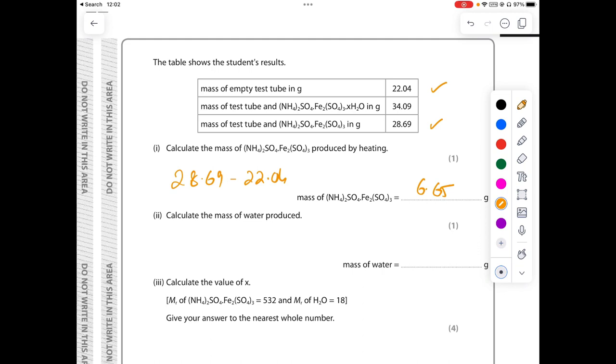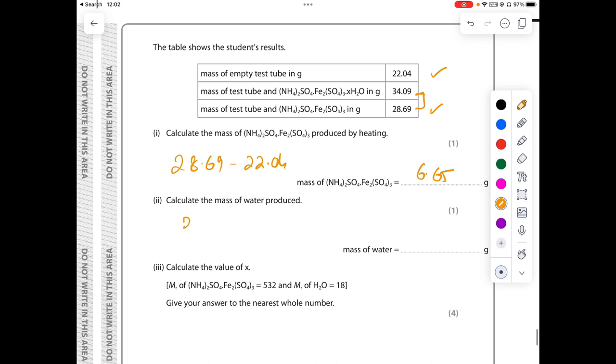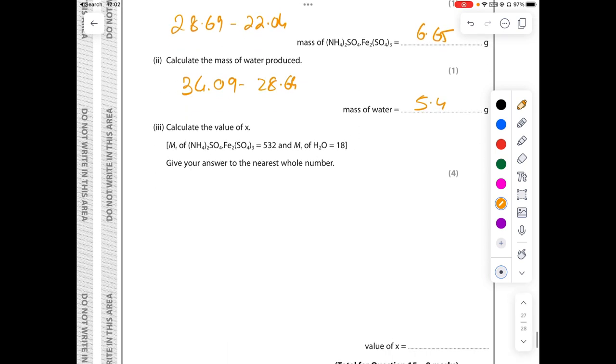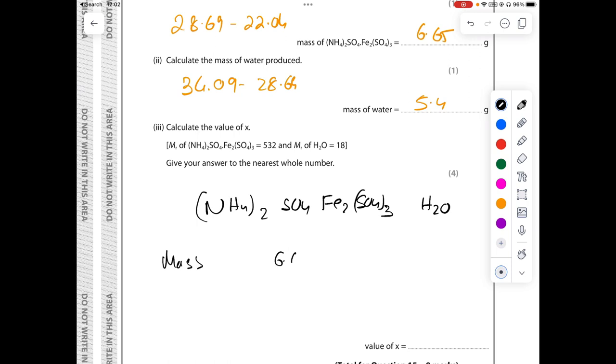Calculate the mass of water produced. In these two, how much is the difference? 34.09 minus 28.69, which is 5.4. So we take two columns: (NH4)2SO4.Fe2(SO4)3, and water. The mass is 6.65 and 5.4.